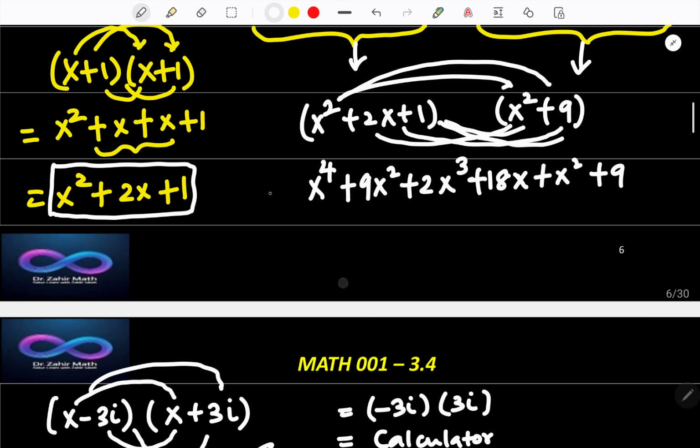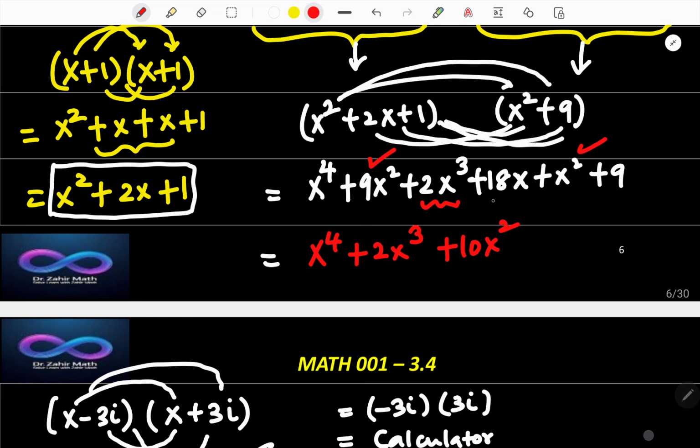Now we have to arrange it. So this equals x power 4. X cube, there is only 1, which is 2x cube. X square, here one term and here one term, so which is 10x square. And x term, there is only one term, 18x. Number term, there is only one, plus 9. So this is your final answer. Clear?